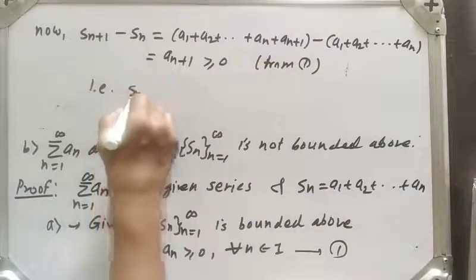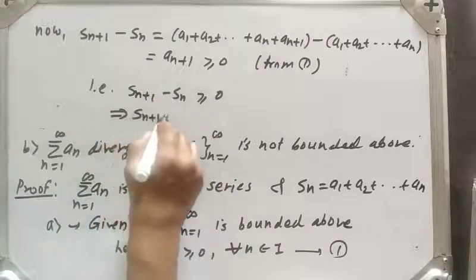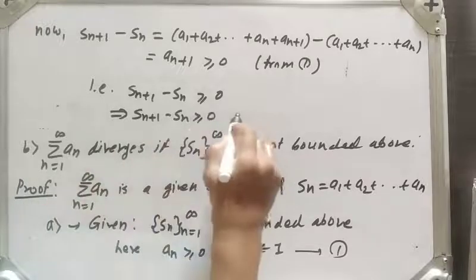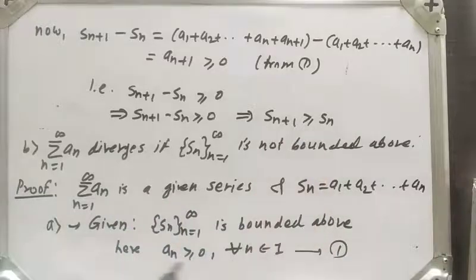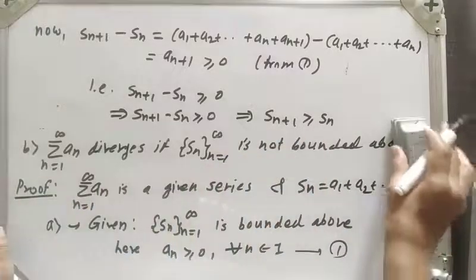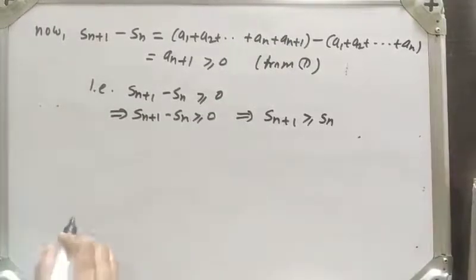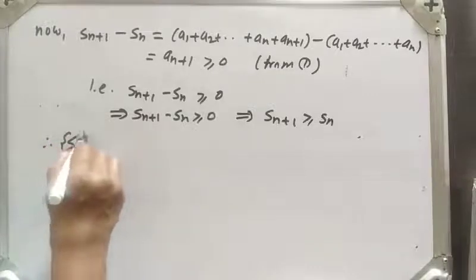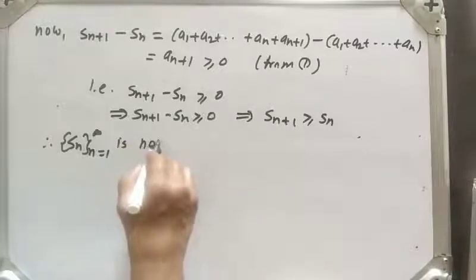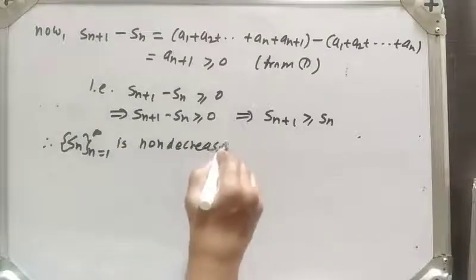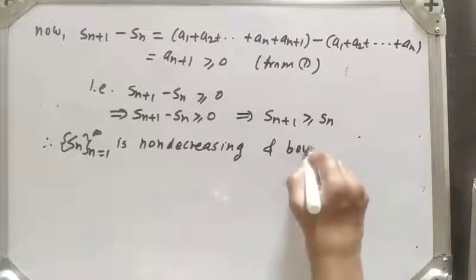Sn plus 1 minus Sn is greater than or equal to 0. What does this imply? Sn plus 1 is greater than or equal to Sn. What does it imply? That the next term is greater than the previous. It means the sequence is non-decreasing. So here we get, therefore, the sequence Sn is non-decreasing. And what is given? It is non-decreasing, and given that it is bounded above.